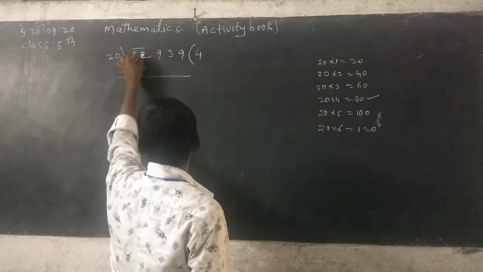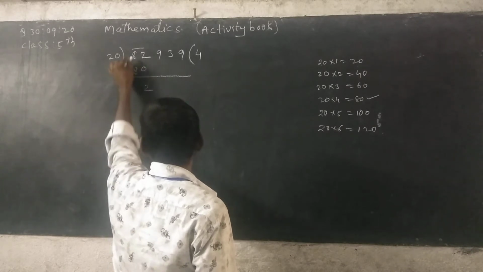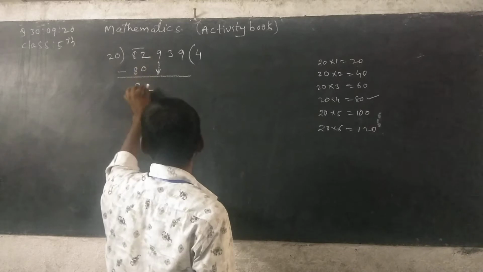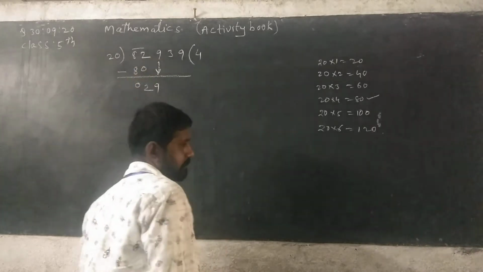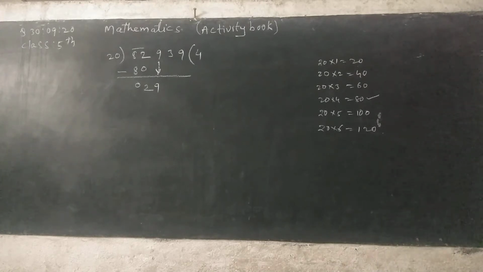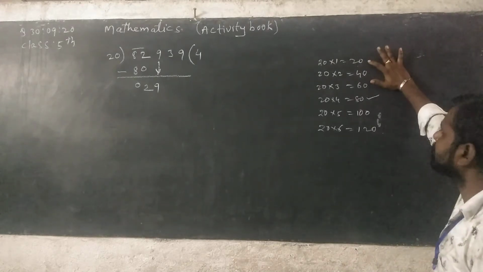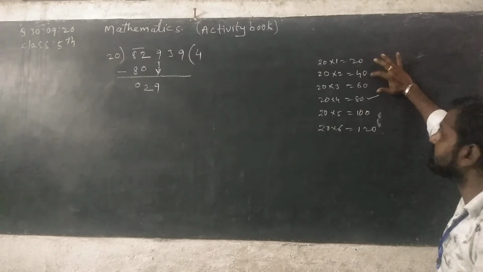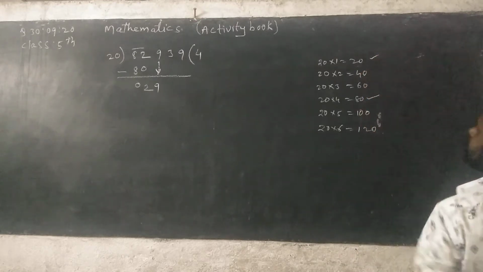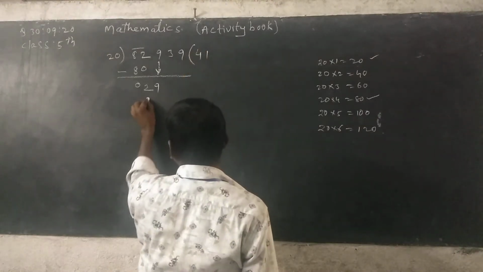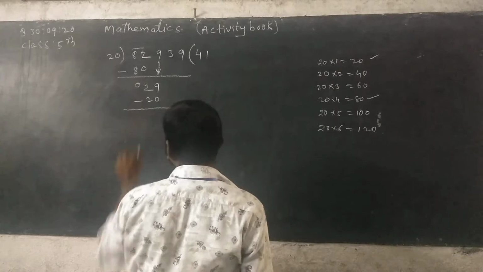See here, 2 minus 0, 2. 8 minus 8, 0. 2 is less than 20. Now bring down 9 to the remainder 2. See here 29. Where is it possible? 20 ones are 20, 20 twos are 40. 40 is more than 29. Then we take 20 ones are 20. Then 20 is subtracted from 29.